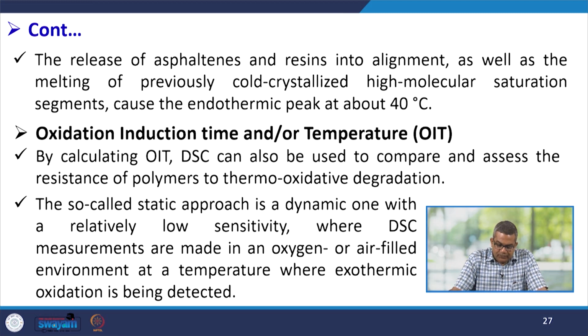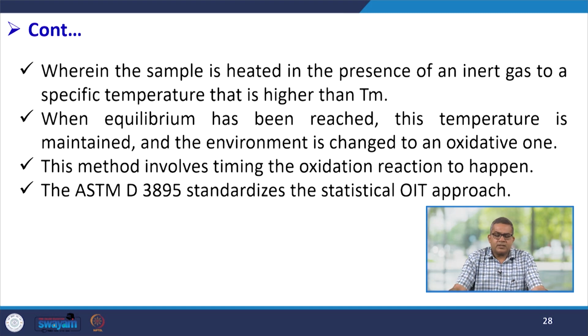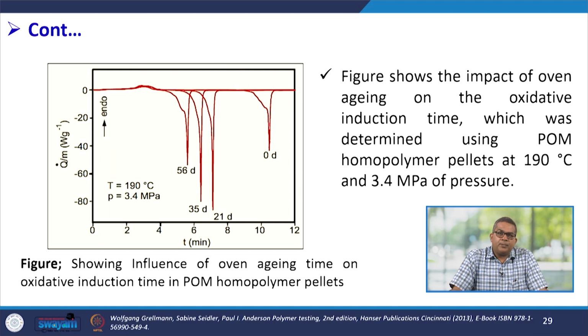in an oxygen or air-filled environment at a temperature where the exothermic oxidation is being detected, wherein the sample is heated in the presence of an inert gas to a specific temperature that is higher than Tm. When equilibrium has been reached, this temperature is maintained and the environment is changed to an oxidative one. This method involves timing the oxidation reaction to happen, and the ASTM D3895 standardized the static OIT approach.